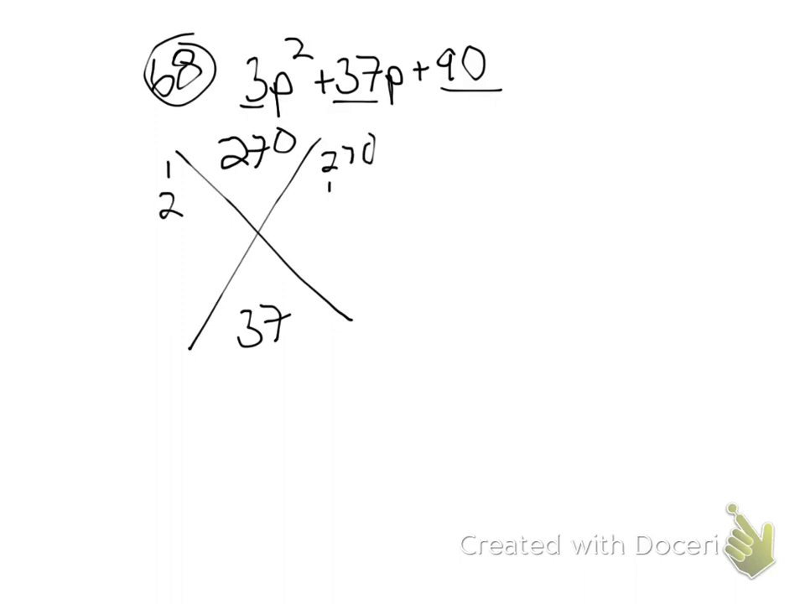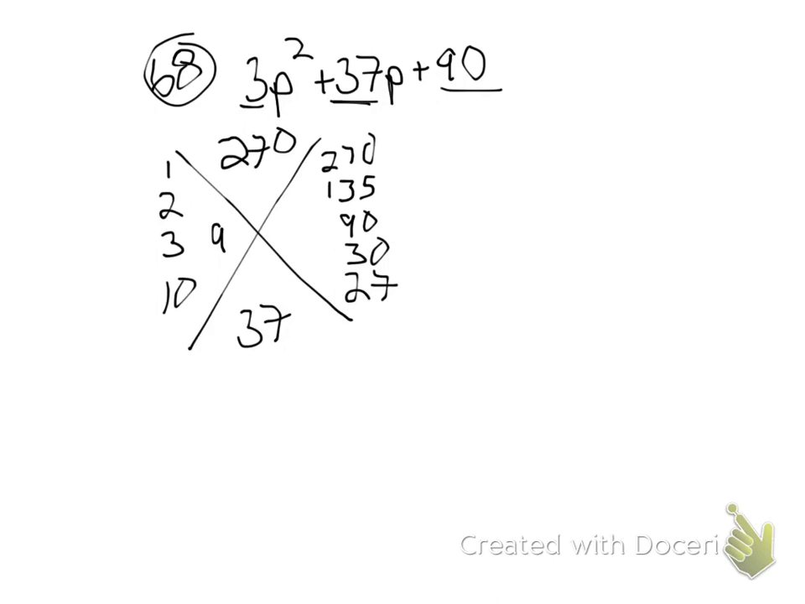So now we're just going to start going through, and I go 1, 270, no. 2, 135, no. 3, 90, no. 4 doesn't go into it, 5 doesn't go into it, 6 doesn't go into it, 7 doesn't go into it, 8 doesn't go into it, and 9 and 30. So 9 plus 30 is 39. That doesn't work. 10 and 27. Oh, there it is. 10 and 27 do add up to 37p.